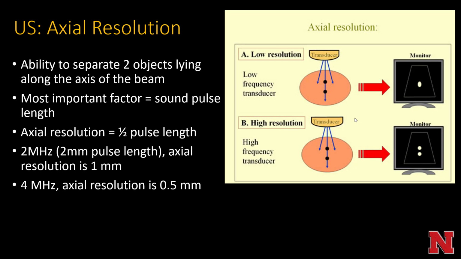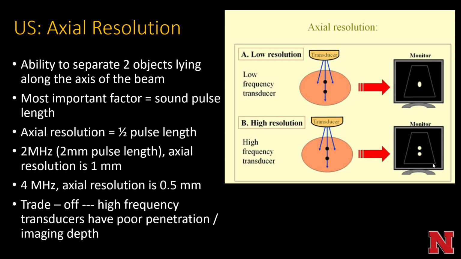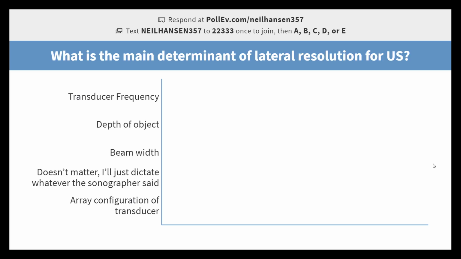So if you think about it, the higher the frequency transducer, the better your resolution. And this axial resolution is basically your ability to identify something that's superficial from something that's deeper. If you have a low frequency transducer, you might not be able to tell the 2 objects apart. Switch it to a high frequency, higher resolution transducer, and you can definitely tell that they are separate from one another. The trade-off is that those high-frequency transducers, again, have poor penetration, and so you're limited in the depth at which you can use them.